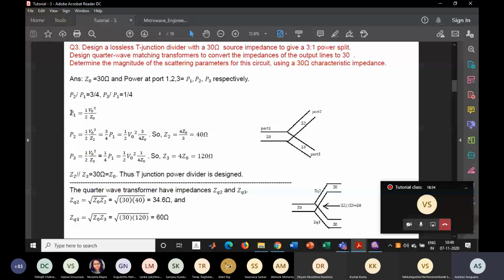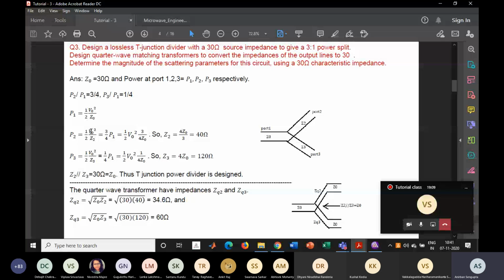P1 should be half into V naught square by Z naught, as Z naught is the characteristic impedance. P2 equals the characteristic impedance of the first line. P2 is again the same equation, but instead of Z naught, it will be Z2, because for the second line the characteristic impedance changes to Z2. But the ratio of P2 by P1 is 3/4. So from this equation, we can also write that P2 equals 3/4 of P1.